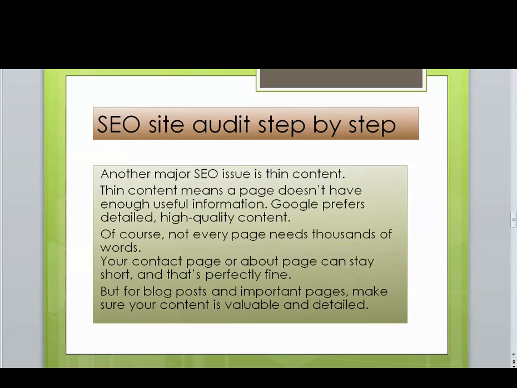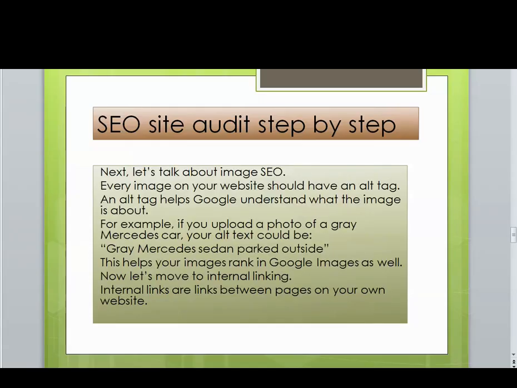Another major SEO issue is thin content. Thin content means a page doesn't have enough useful information. Google prefers detailed, high-quality content. Of course, not every page needs thousands of words. Your contact page or about page can stay short, and that's perfectly fine. But for blog posts and important pages, make sure your content is valuable and detailed.